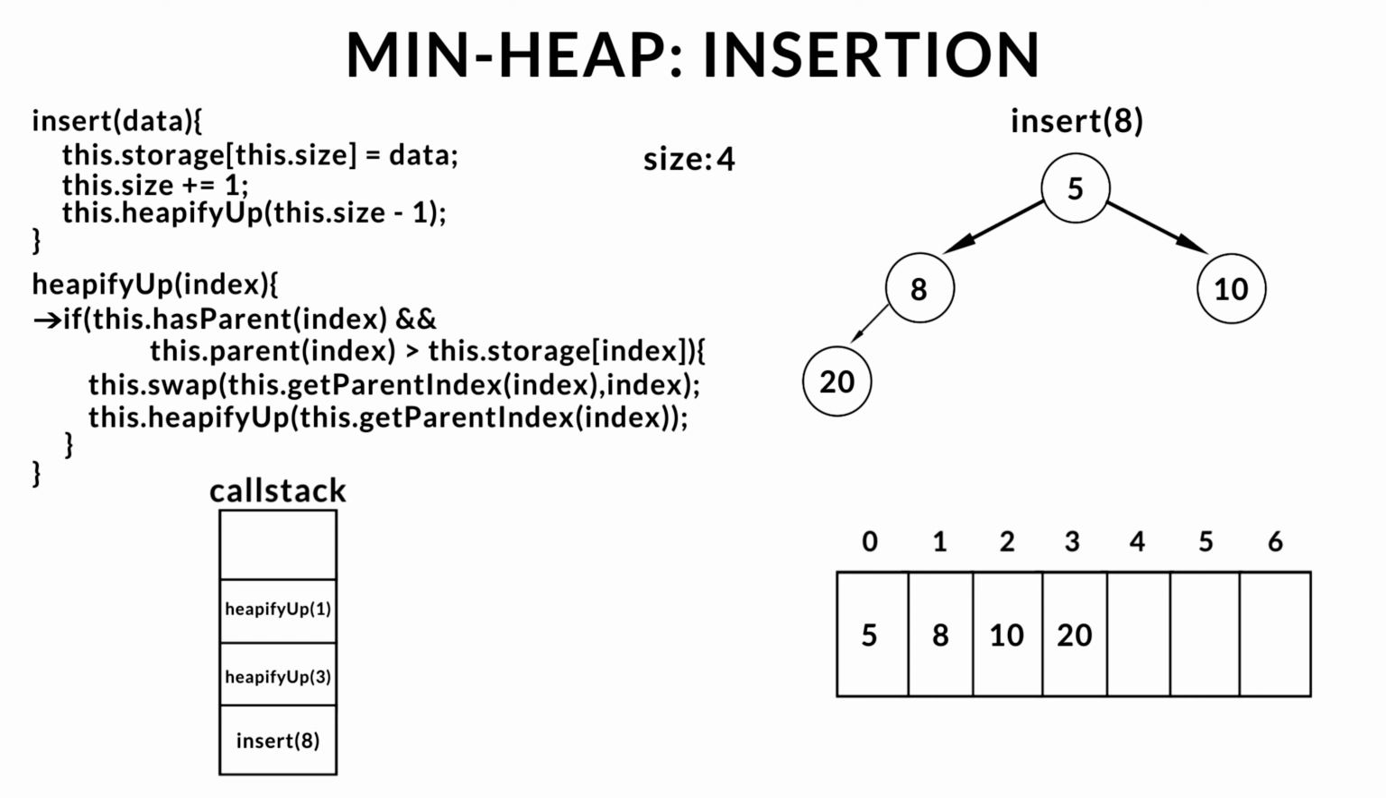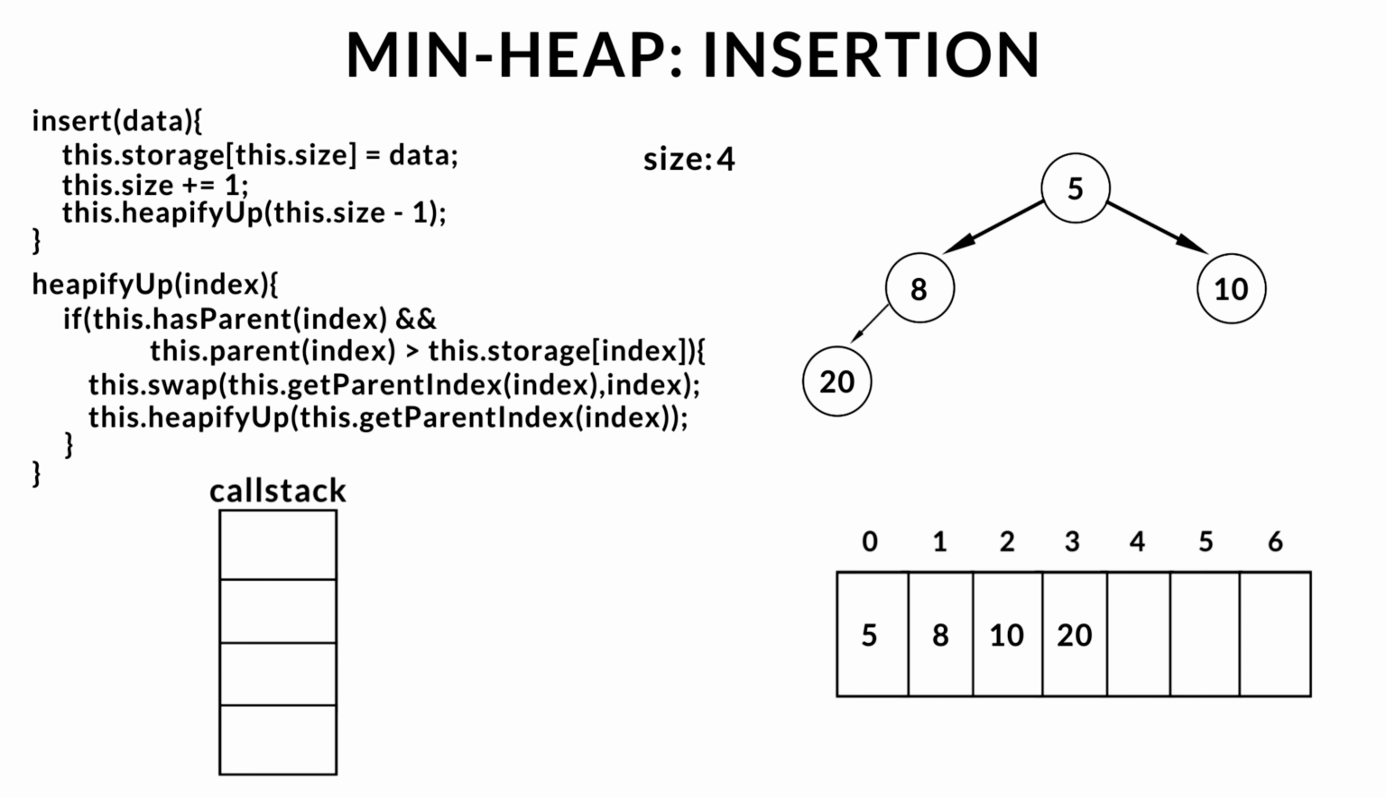Once again, we check to see if the node we're currently at has a parent. It's true. Is the parent greater than the node we're currently at? It's not. So this if statement doesn't get executed. So we're done with this heapifyUp method, so we pop this off the stack. We get returned to the previous heapifyUp method, which is now also done executing, so we pop this off the stack as well. We then get returned to the insert method, which is now also done executing, so we pop this off the stack as well.